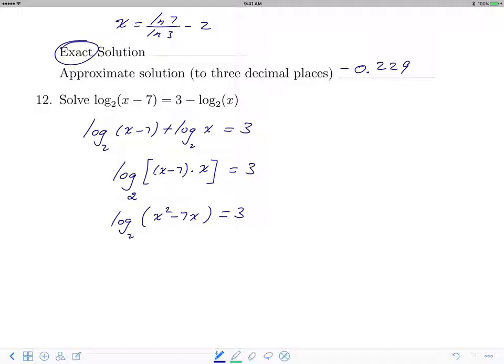Now let's convert this to an exponential equation. The base is 2, and the exponent is 3. And the result is x squared minus 7x. In other words, x squared minus 7x equals 8.